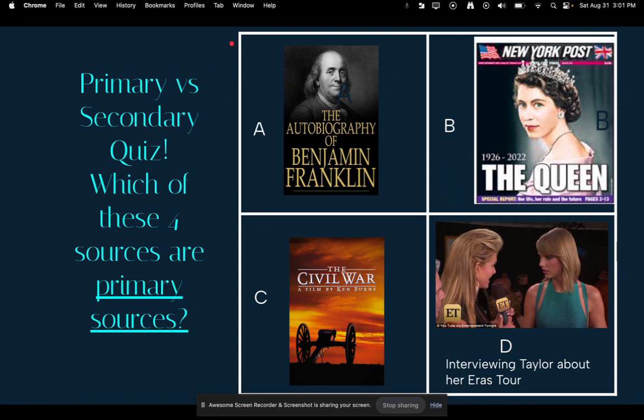So let's do a little quiz. Which of these four sources are primary sources? All right, so we have the autobiography of Benjamin Franklin, the New York Post magazine about the Queen, the Civil War, a documentary film by Ken Burns, and an interview with Taylor Swift about her Eras tour.